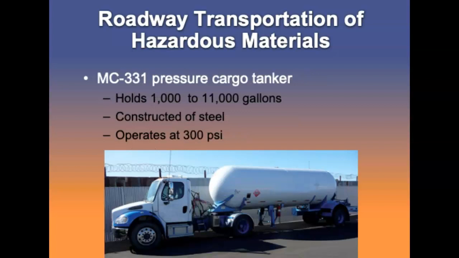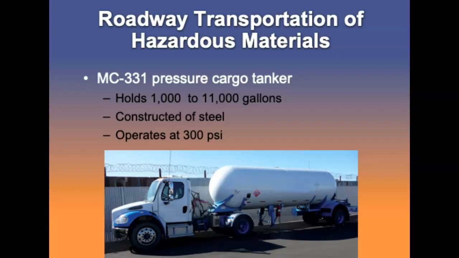And then you have the MC331 pressure cargo tanker. It carries hazardous materials like ammonia, propane, freon, and butane. The tank's capacity varies from 1,000 gallons to 11,000 gallons. It has rounded ends. It's constructed of steel or stainless steel. It has a single tank compartment. It operates at about 300 PSI. And there is an explosive hazard if the tank is impinged on by a fire.